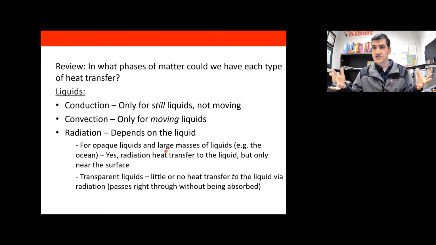If you have a really large body of water or a really large liquid, even if that liquid is transparent or translucent, then there comes a point when the liquid can absorb all of that radiation and there's no more to pass through it. All right. So liquids do interact with radiation, but it depends on whether it's opaque or translucent and how much of it there is. Radiation is one of those things that's a little more complicated than the other two. So it depends.